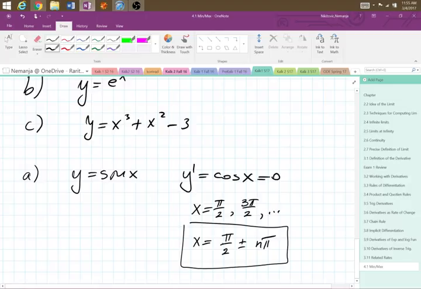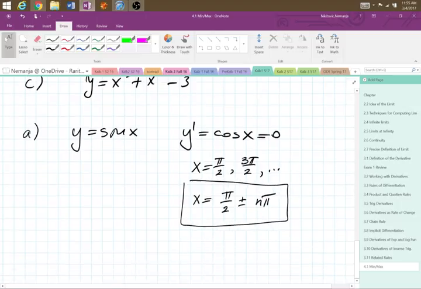Which is exactly every place where sine is maximum at 1 or minimum at negative 1. There we go. I put the words in the right order. Awesome. Part B. y equals e to the x.